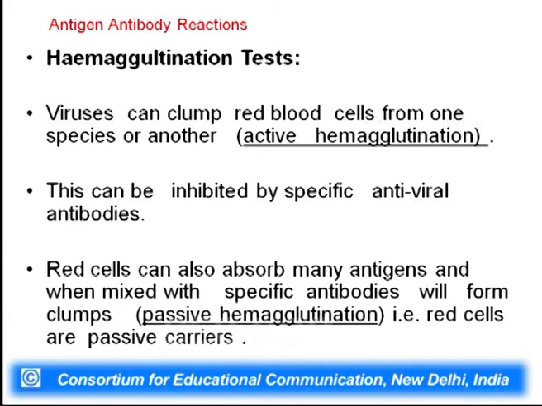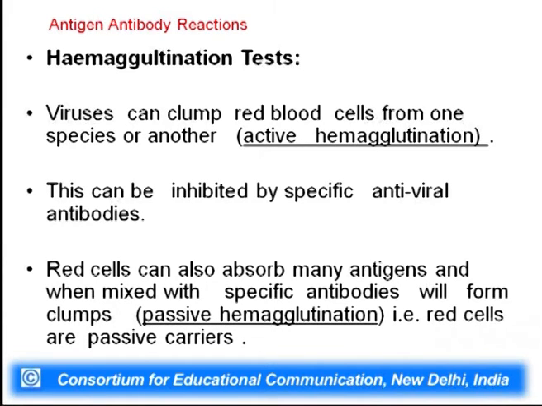So even a viral infection can clump the RBCs, and this will be called active hemagglutination. That means the antigens from the virus will directly cause the RBCs to clump. But this can easily be inhibited by antiviral antibodies. But if I take the RBCs and allow them to interact with antigens, you mix them with specific antibodies, then also it will form clumps.